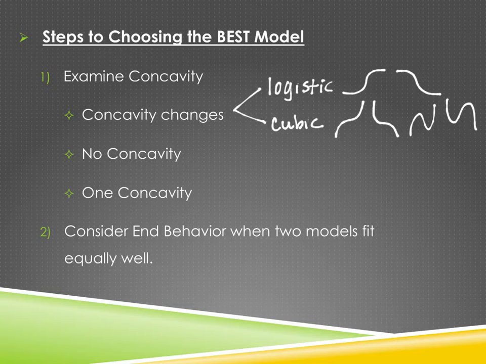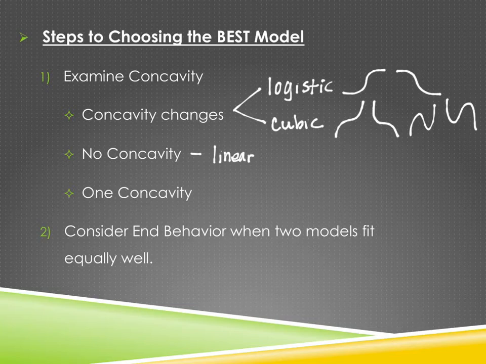If there is no concavity, you have only one choice. It's a linear model. And most of the time, you don't have to be told. You're going to look at it and be like, oh, look, it's a straight line. It's not very exciting, but you know immediately what it is. You will have no question. You'll know.